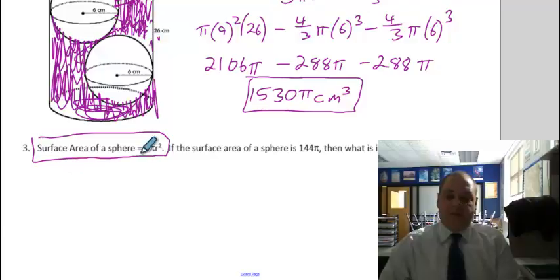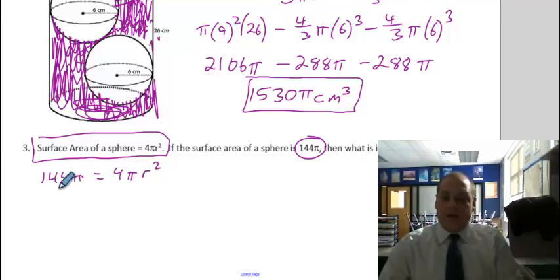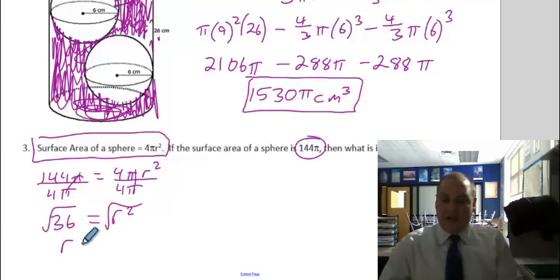We can do that by simply saying, all right, if surface area is 4 pi r squared, that's the formula for surface area, and I know the surface area is 144 pi, I'm going to go 144 pi equals 4 pi r squared. Now I divide by pi because the pi's will cancel right out. I'm also going to divide by 4. So that gives me 36 equals r squared. And then, of course, I take the square root, and I have r equals 6.